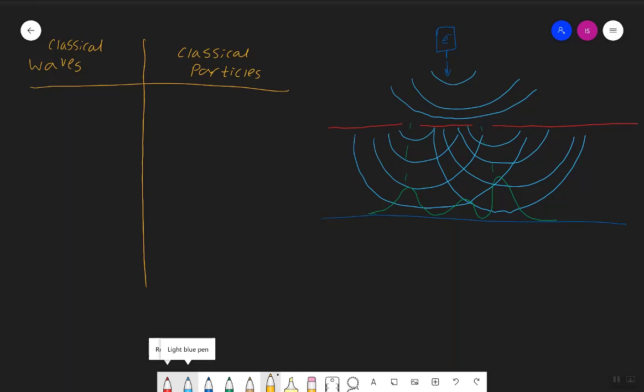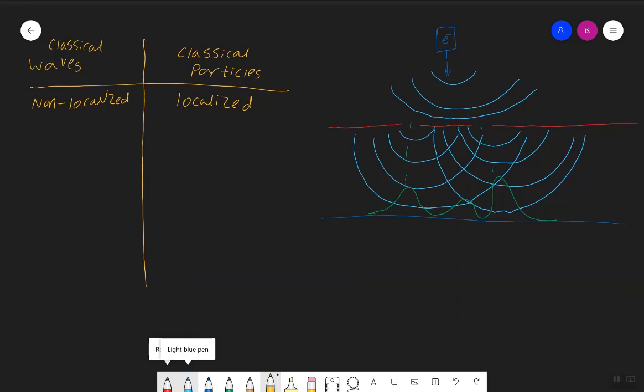Okay, so classical waves are what are called non-localized. Classical waves are non-localized, which means these waves aren't in one spot. They're in multiple different spots, right? That's what a wave does. It's not in a single spot. Classical particles are localized. They're in one place.